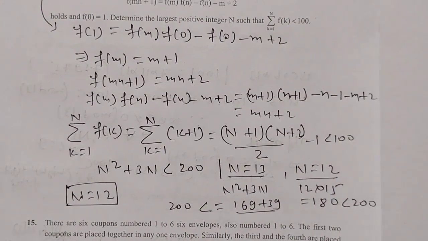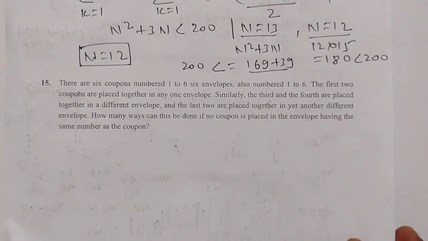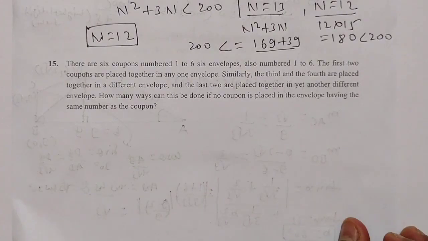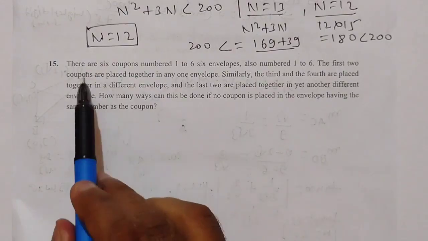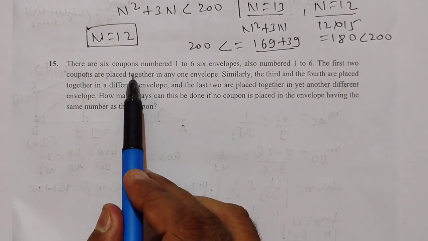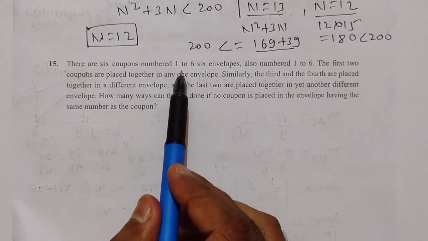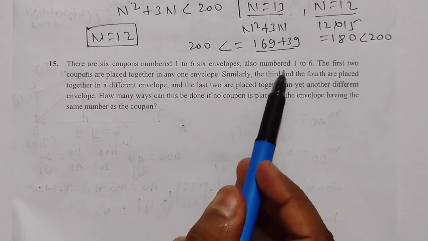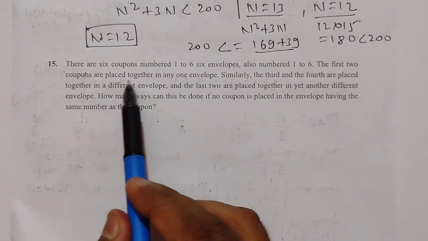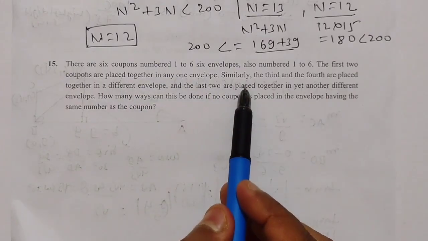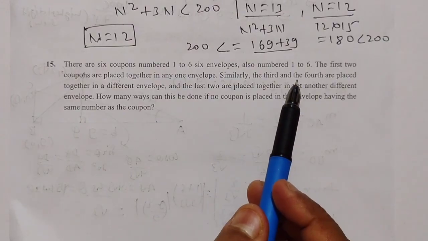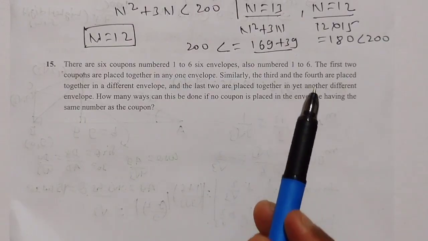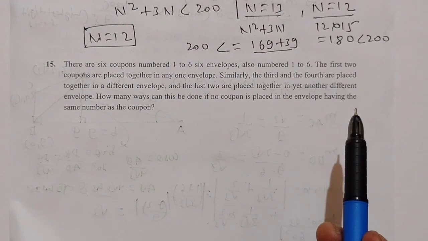Now we have the problem number 15. In this problem, there are 6 coupons numbered 1 to 6 and envelopes, also numbered 1 to 6. The first 2 coupons are placed together in any one envelope. Similarly, the third and the fourth are placed together in a different envelope, and the last 2 are placed together in yet another different envelope.